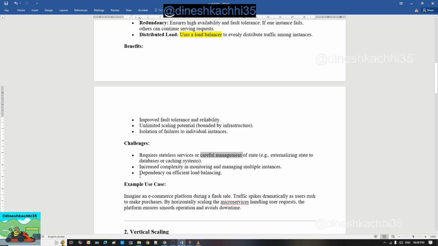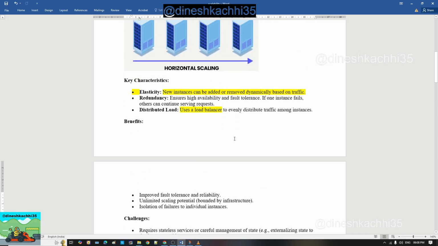And the next is, when we implement this horizontal scaling, we need to implement load balancing also. So our system depends on the load balancer also. For example, in case our load balancer goes down, the servers will not work, right? Our application will not work. So there's one more dependency. And obviously if we are adding more servers, it will increase the complexity. Monitoring also increases, and managing multiple instances is also a very difficult task.